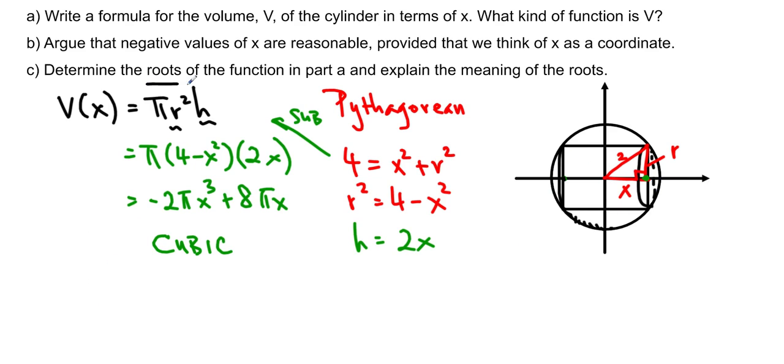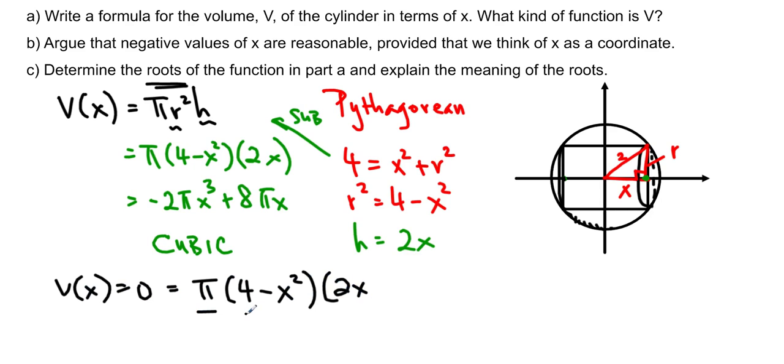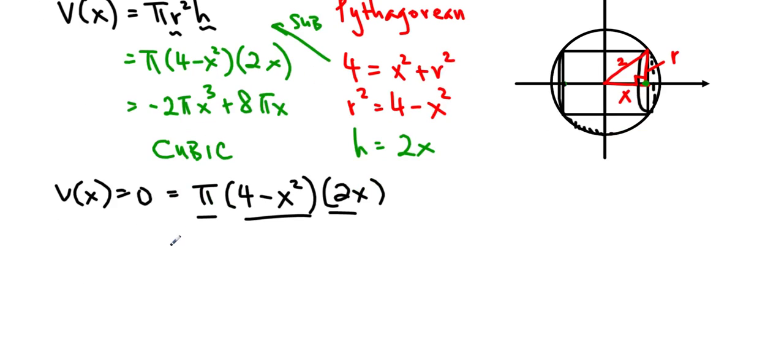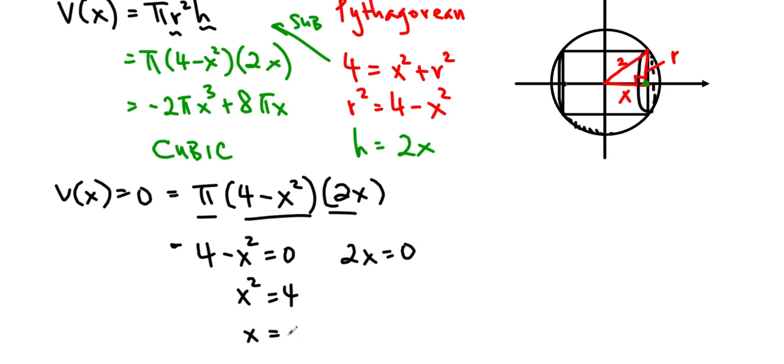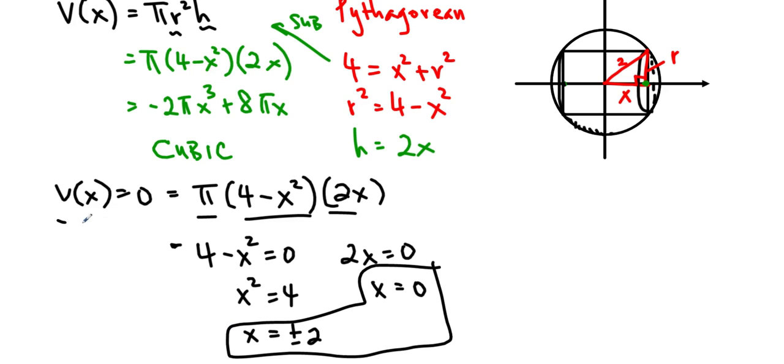And then C, determine the roots of the function. The roots are when V of x is equal to 0, so we set that to equal 0. And I'm just going to use the factored form for that. We know that if any of these three factors is equal to 0, then the whole thing will be equal to 0. So pi can't be 0, but 4 minus x squared could be 0, and so can 2x. So we'll just solve for x in both of these cases. x squared equals 4, and therefore x equals plus or minus 2, and here x equals 0. So these are the roots of the equation, and those happen when the volume is 0.